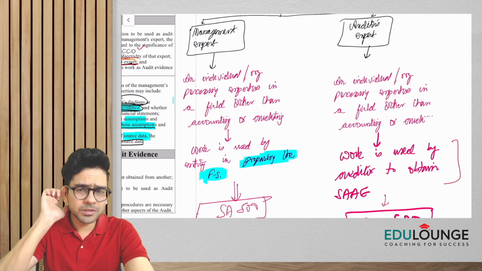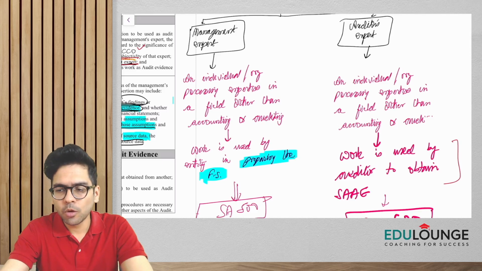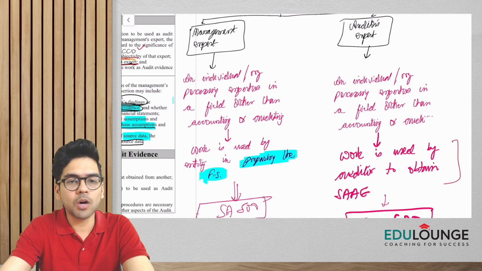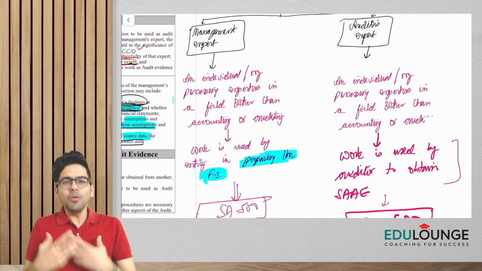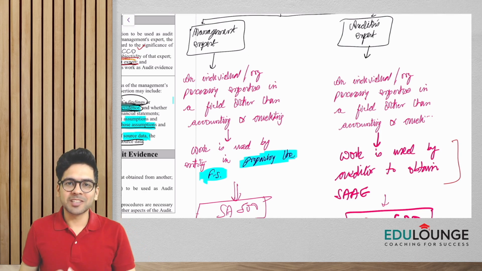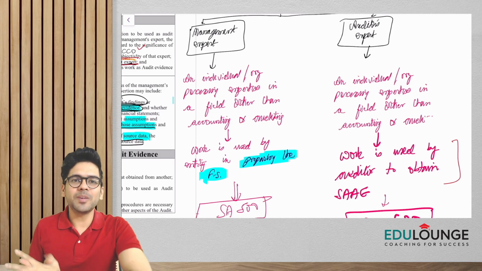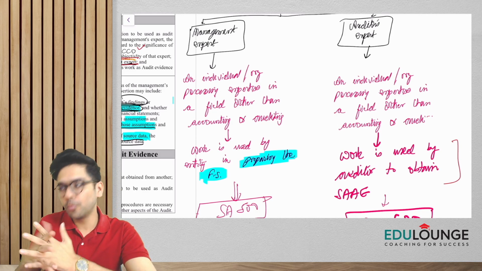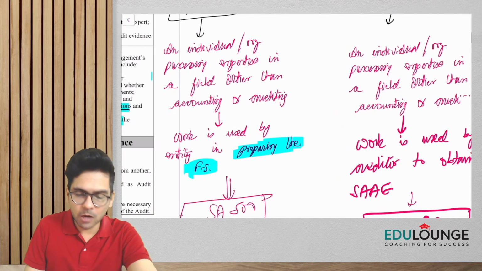So it's a person or an organization who has some expertise, but that expertise has to be in a field other than accounting or auditing. Because accounting and auditing, guys, chartered accountants are experts. So this management expert should be an individual or an organization who possesses expertise in a field other than accounting or auditing.